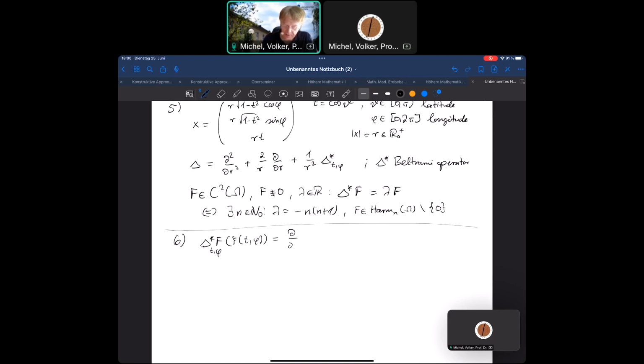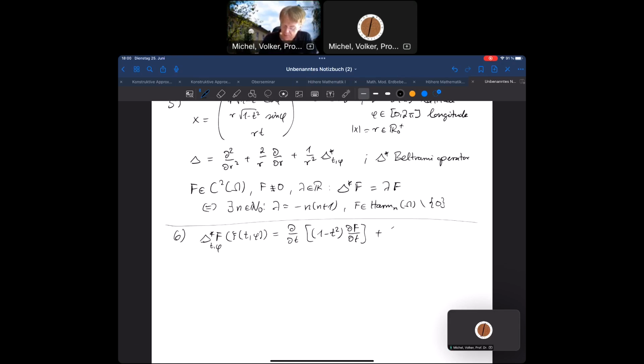So you first get d by dt of 1 minus t square df by dt. I will skip the xi, t, phi on the right-hand side, plus 1 over 1 minus t square d2f by d phi square. Okay, that's the Beltrami operator. And what I want now is that this should be lambda f. Okay. Or more precisely, lambda should be minus n times n plus 1.